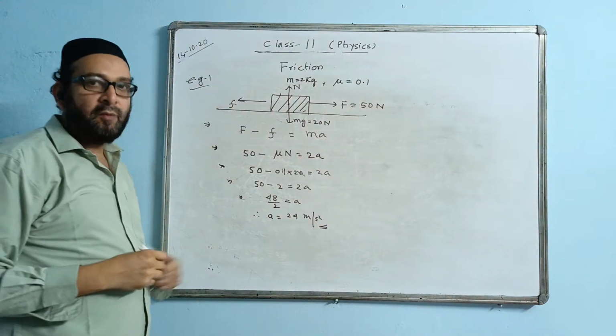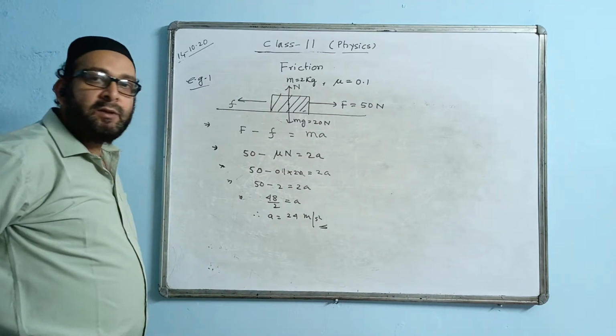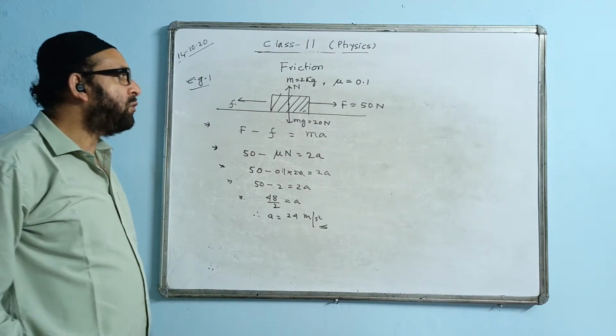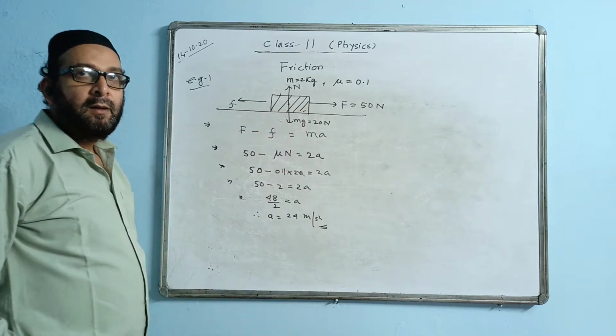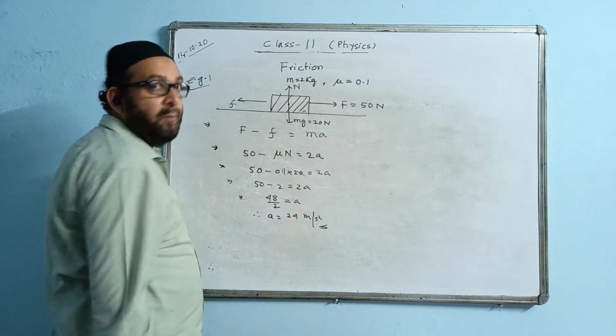First example here, not from the books, my own example. So we see the acceleration value is 24 meter per second square and the body is moving. In order to move the body, this force must be bigger than the friction. Then only the body will move.